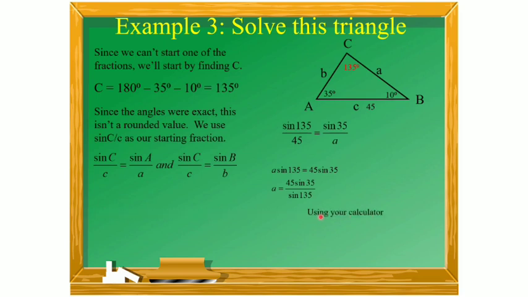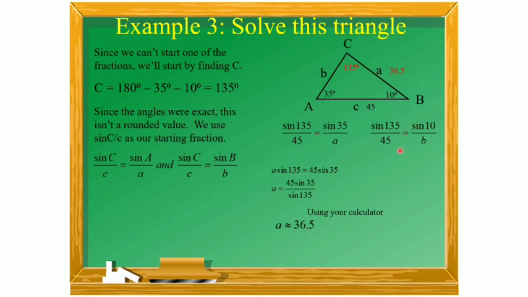So using your scientific calculator, what is the value of our A to the nearest tenths? Very good. It is 36.5.